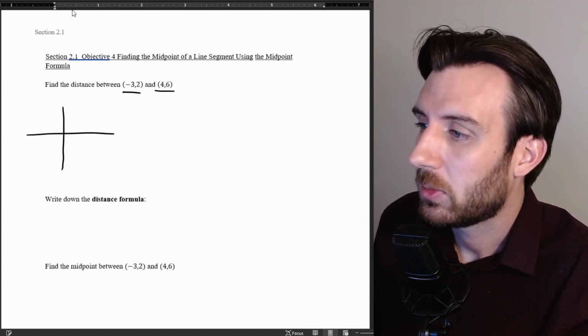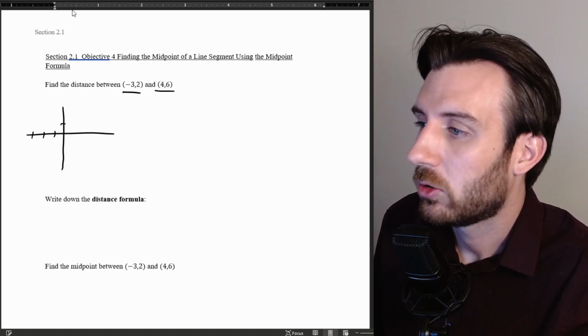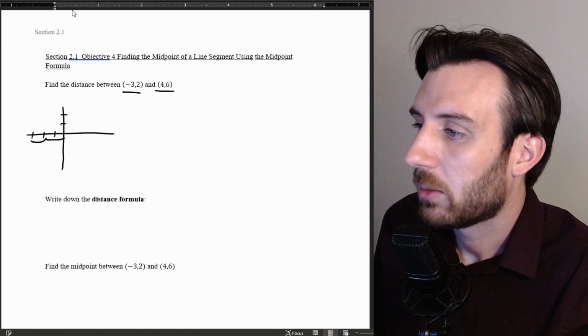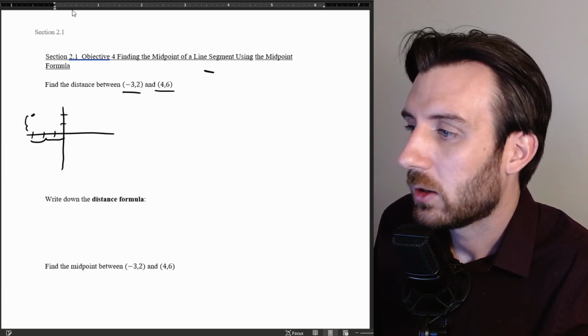Negative 3 comma 2 means I'm taking 3 steps backwards. So I have 3 steps backwards and then I'm going 2 steps up. So I'm going 1, 2, and then 3 steps over, and then I'm going 1 and then 2 steps up, okay? So that's going to be right here.